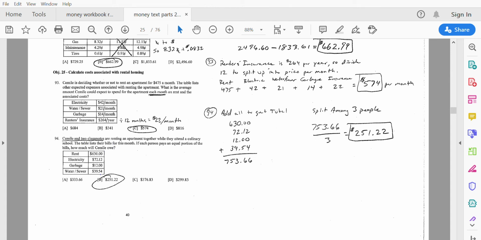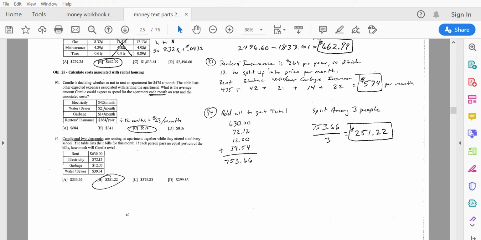There are 4 costs here, and it says right here that these are for this month, so these are all monthly costs. We add them all up. So the total for the month is $753.66. There are 3 people, so we divide it evenly, and we get $251.22 per person.